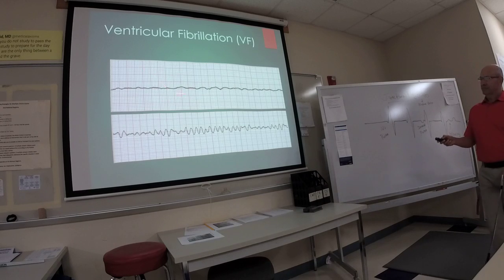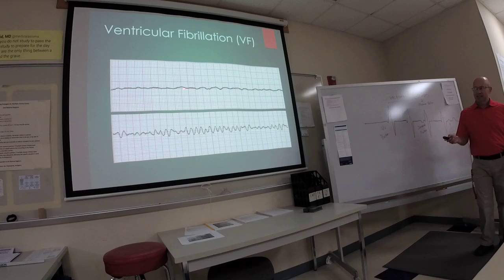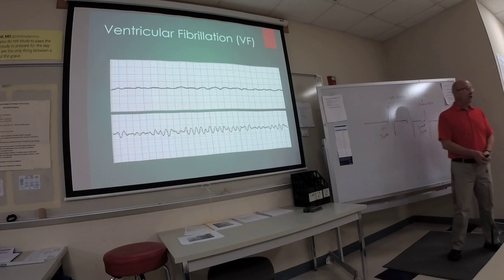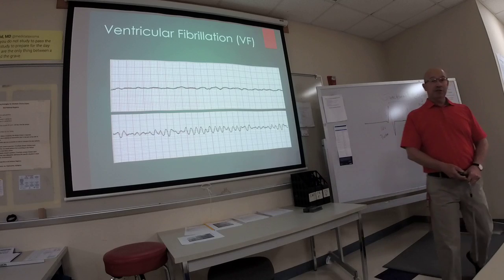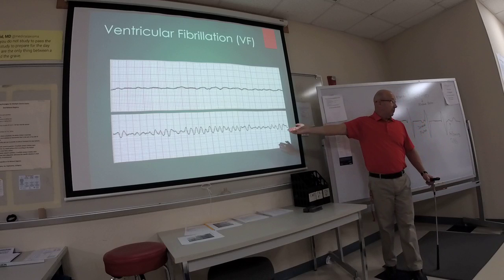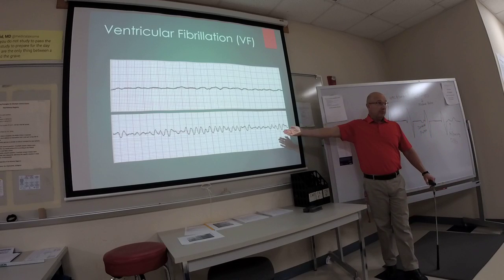Okay, so V-fib, some people term it fine V-fib, which would be this. And then V-fib, ventricular fibrillation. This is probably more common looking, okay? But it's very recognizable, correct? So if you go into the room of your patient and you see this on the monitor, what would you do?